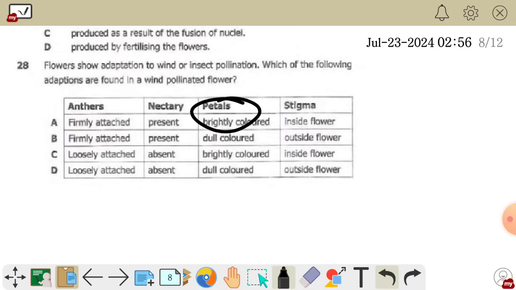The petals are needed for self-pollinated flowers, and those which are pollinated by insects, to attract those insects and those birds. But for wind pollination, we do not need bright petals, so they are dull in color. Then the stigma is outside the flower, so that when the pollen grains are blown in the air, they can easily attach to the stigma in a wind-pollinated flower. So the correct answer here for question 28 is D.